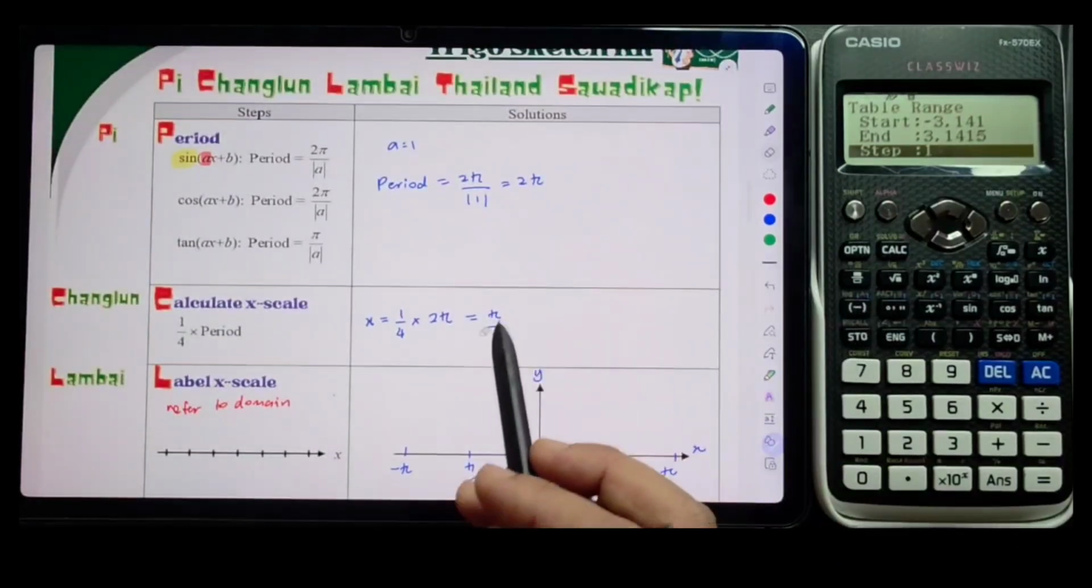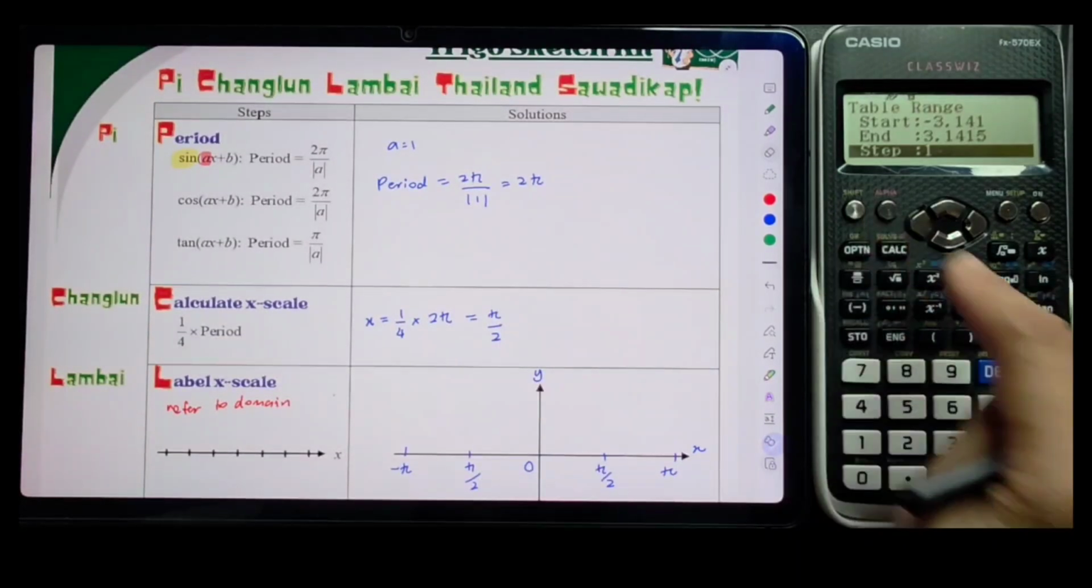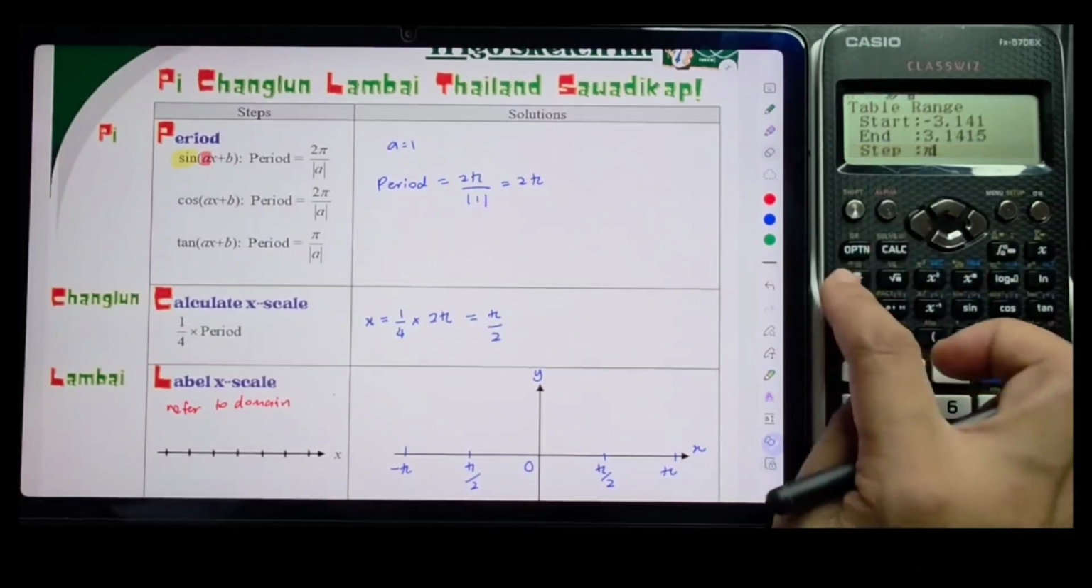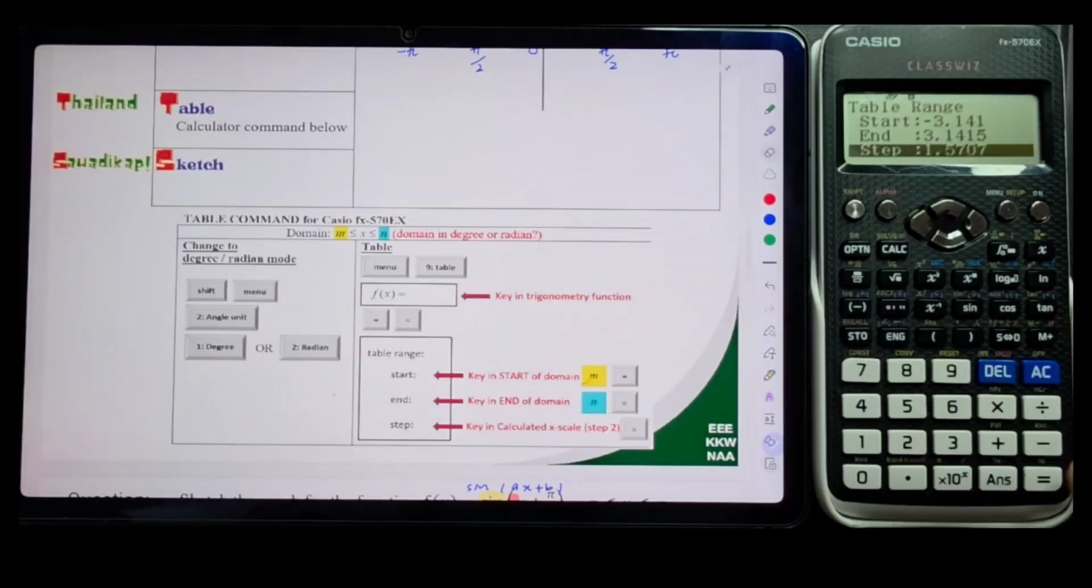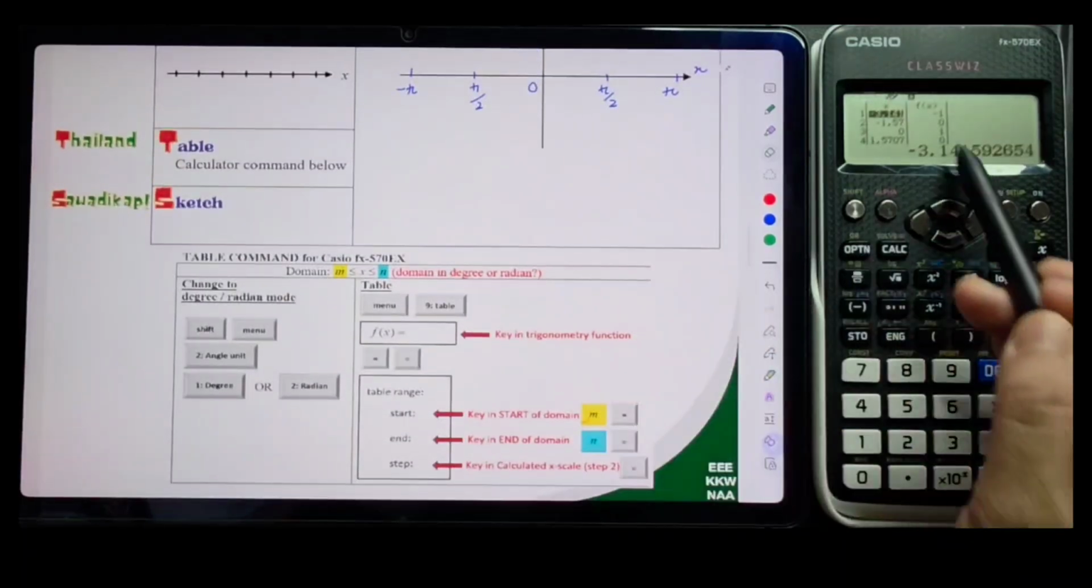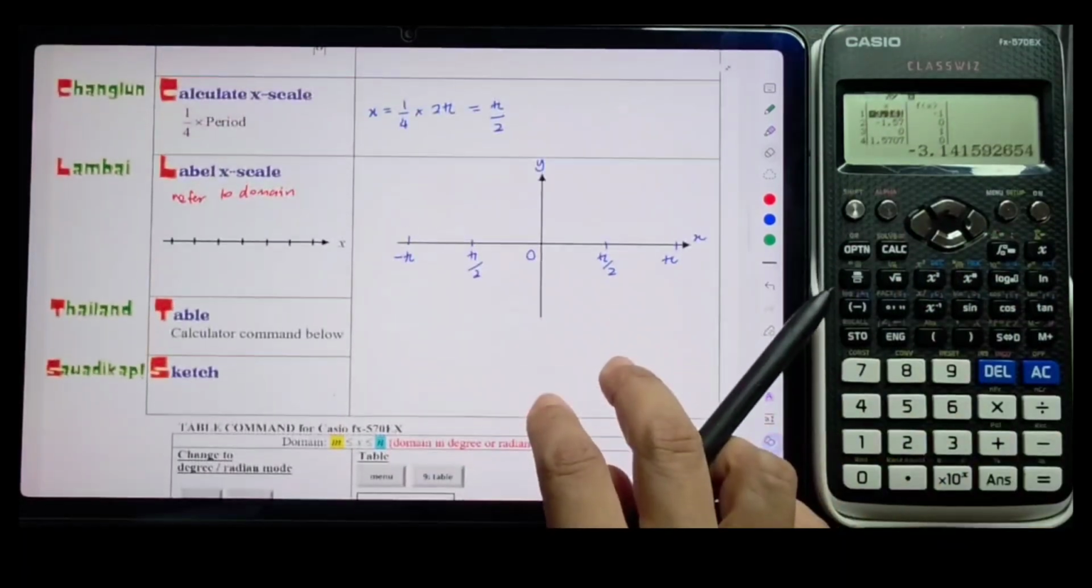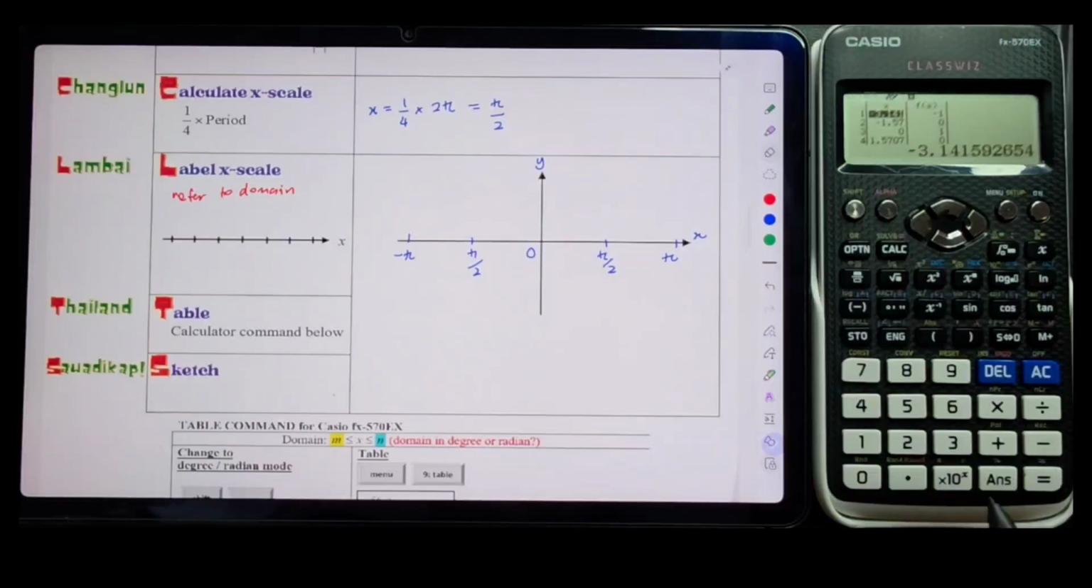So what is it? It's this one. Key in pi over 2, press equal sign, and then one more equal sign. This is the table that you have obtained from the calculator.